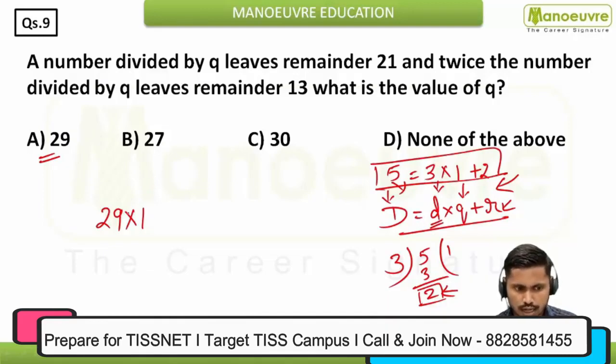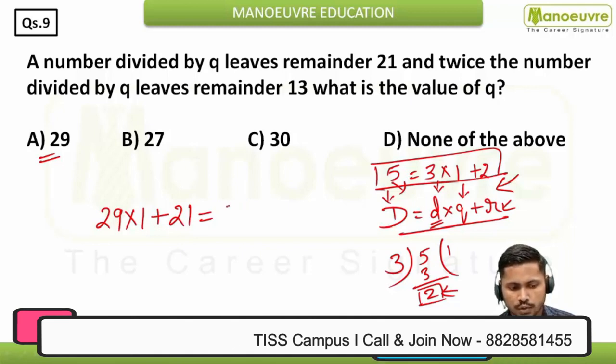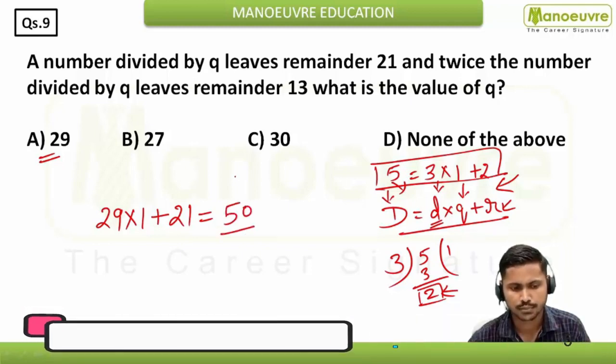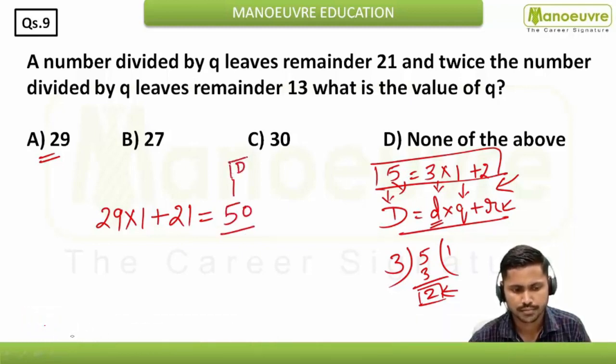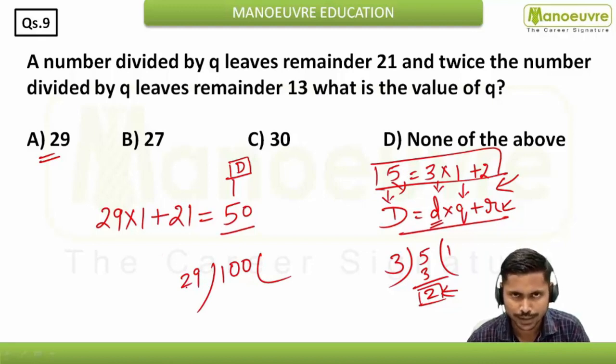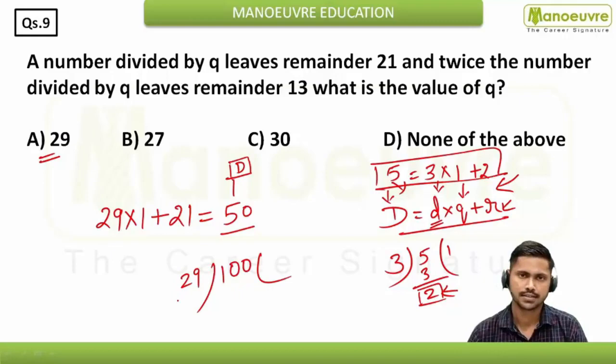So 29 into 1 plus the remainder, that is 21. So what will you get? You will get 50, which is your dividend. Now if you do twice of this 50, you will get 100. Now just divide this 100 by this 29. Are you getting your remainder as 13? If you get your remainder as 13, that will be your answer.